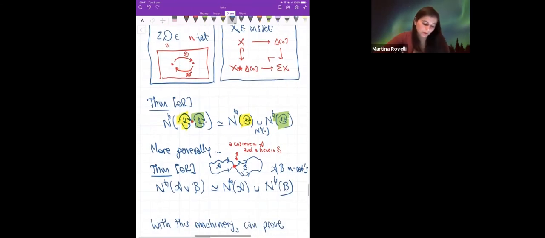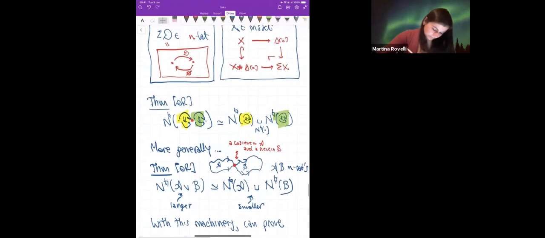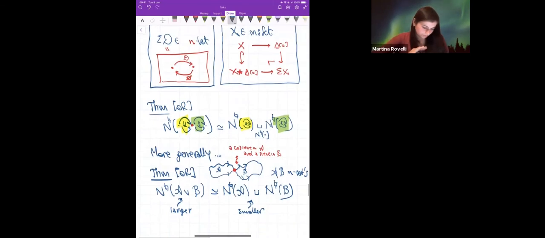And this is much smaller because all the stuff that exists as a composite of something in A and something in B are not present in the right-hand side. So this one is larger and this one is smaller. Okay, so these are some of the directions that we care about. We want to try and simplify representatives of interesting things.